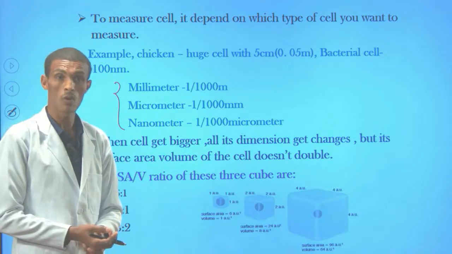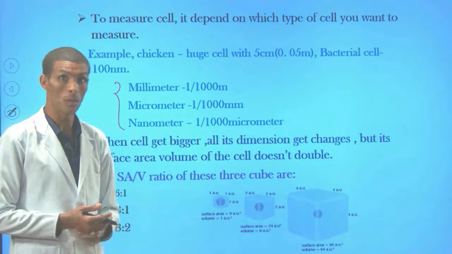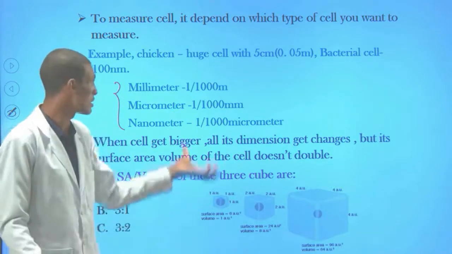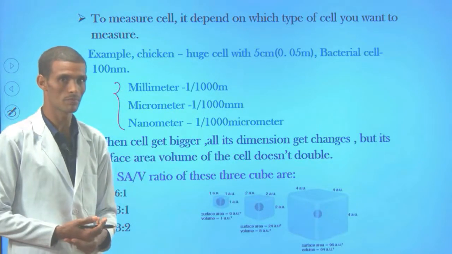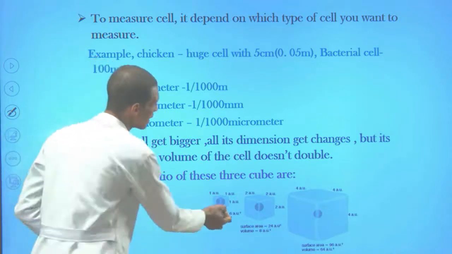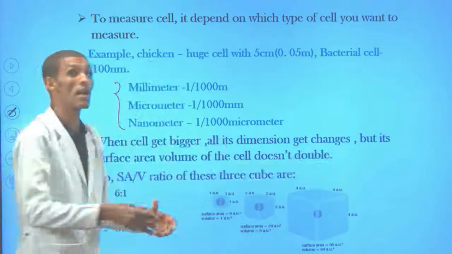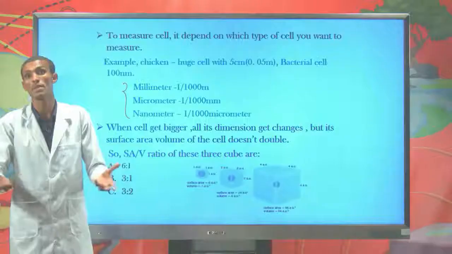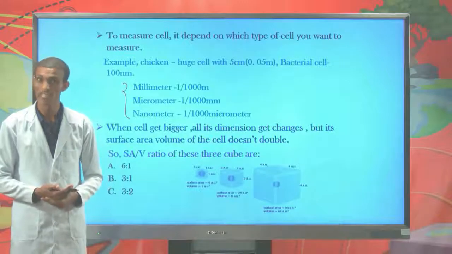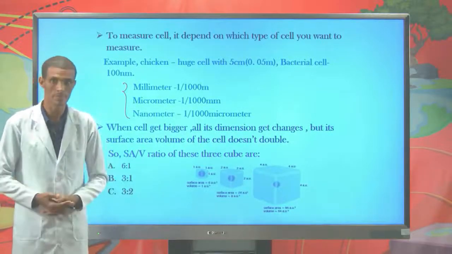For example, the ostrich egg cell is the largest well-known cell, while bacteria and the human egg cell are among the smallest. Student, when a cell increases in its dimension or size, the whole activity increases together, or gets bigger. But the surface area to volume ratio of the cell doesn't increase together.